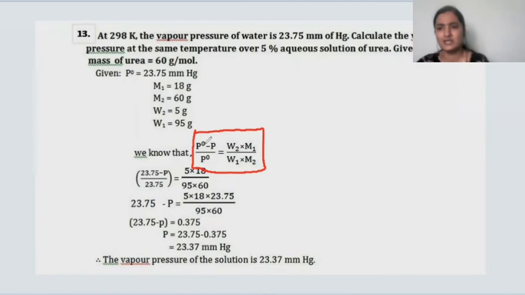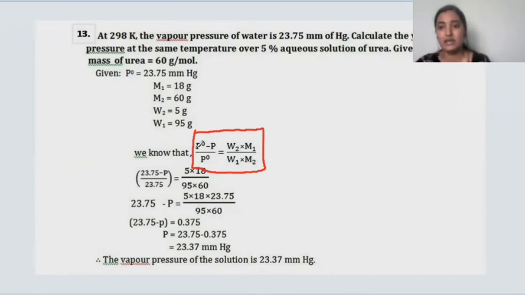What does this P naught indicate? P is going to indicate the pressure. W, you know, is going to indicate the mass. M is going to indicate the molar mass. But they have provided you with the digits here: W2, W1, M2, M1. As I already mentioned, 2 represents the solute and 1 represents the solvent.